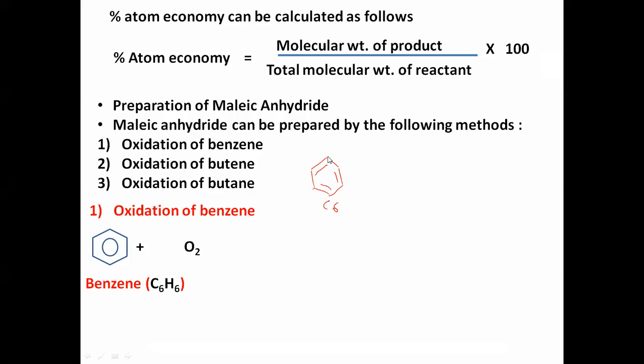So 1, 2, 3, 4, 5, 6. Six corners means 6 hydrogens, so H must be 6. That is the way we should write. But this is just a simple structure, so you can easily write it. If you have a complicated structure, you should be able to judge how many carbon and hydrogen atoms are there.